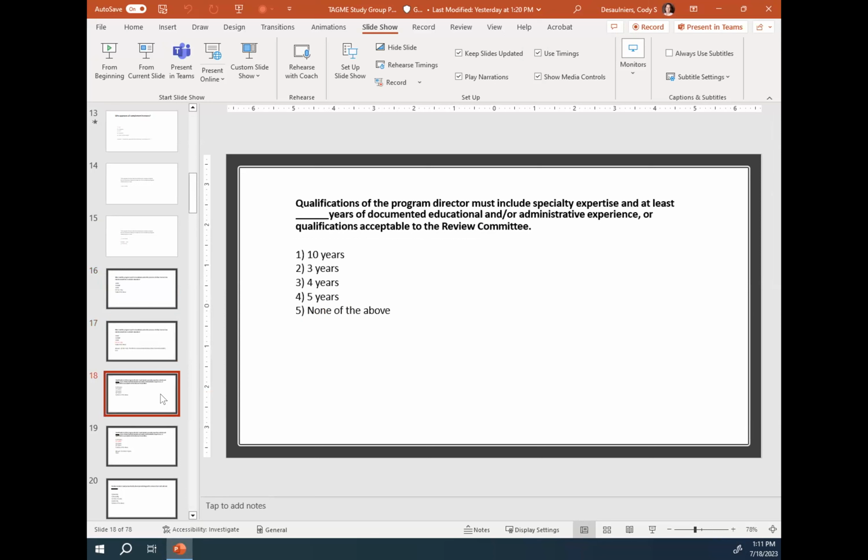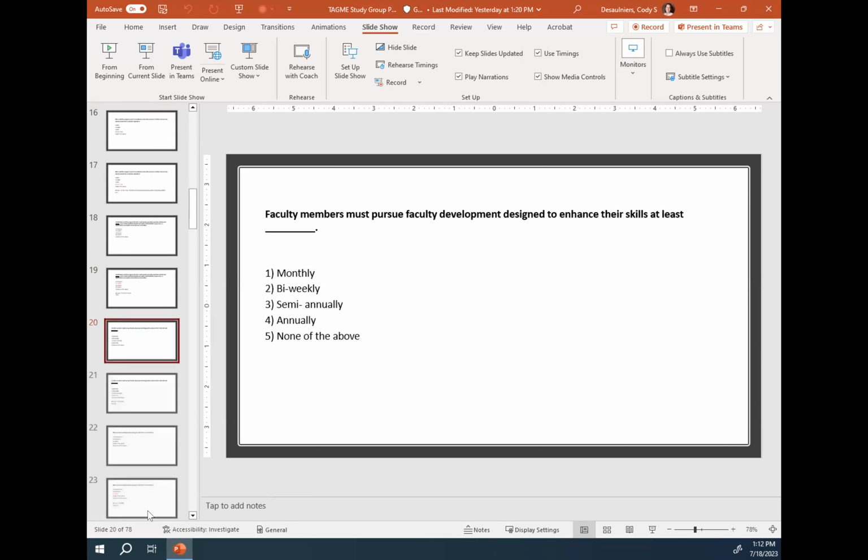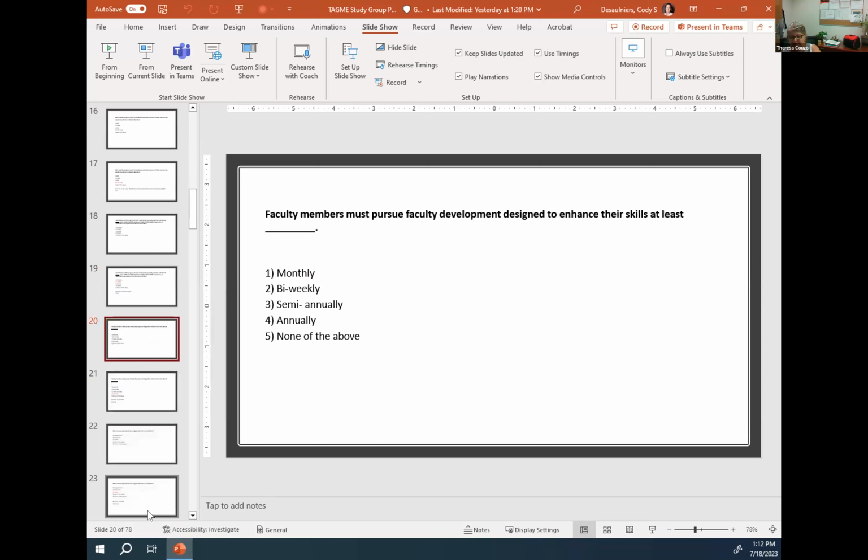All right, qualifications of the program director must include specialty expertise and at least blank years of documented educational and or administrative experience or qualifications acceptable to the review committee. Is it 10 years, 3 years, 4 years? 3 years. Correct. At least 3 years. I'm still able to remember this stuff.